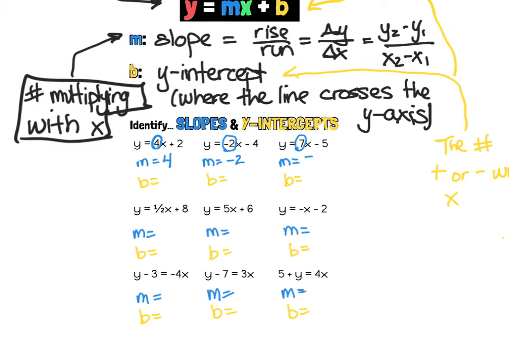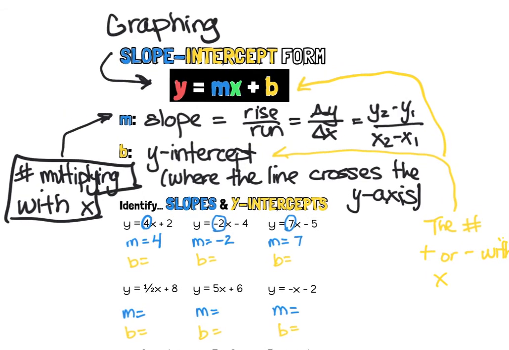So the number multiplying with x is our slope. It's easy enough, okay? Now the y-intercept is the number that's adding or subtracting with x. Now notice at the top where we talked about, we see the addition symbol right here. So there's one thing that you need to be aware of with this.